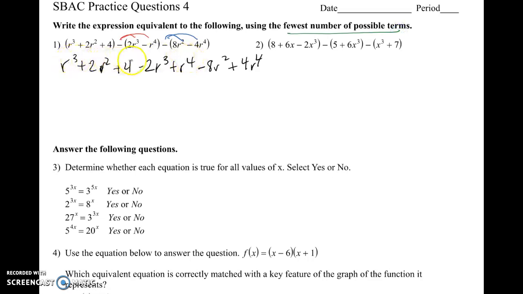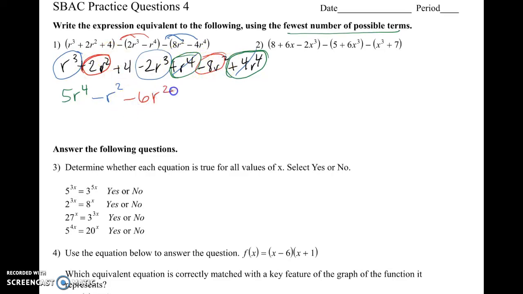So I'm going to look for the highest degree first, and I'm going to see that that's r to the 4th and r to the 4th. So r to the 4th and 4r to the 4th gives me 5r to the 4th. Then if I look for the next, I would have cubes. So I see a cube here and a cube here. So r cubed minus 2r cubed is minus r cubed. Then I would have my squared term, so I have 2r squared minus 8r squared. So 2 minus 8 is negative 6r squared. And last but not least, I have plus 4.